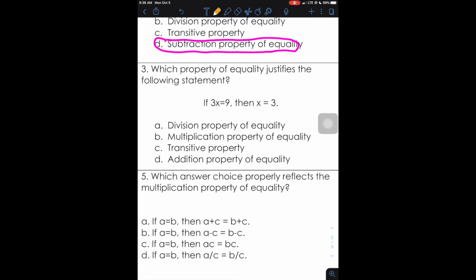Number 3. Oh, it looks pretty similar to what we just had in number 2. So yes, if 3x is equal to 9, then x is equal to 3. We can use the division property of equality and just divide both sides by 3 because 3 is not equal to 0.